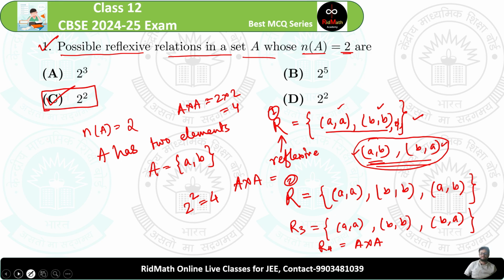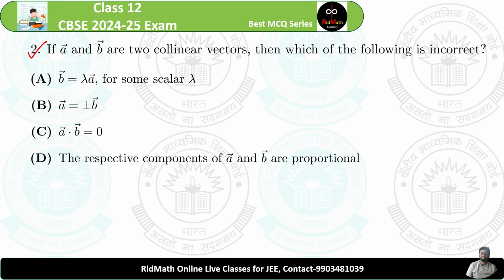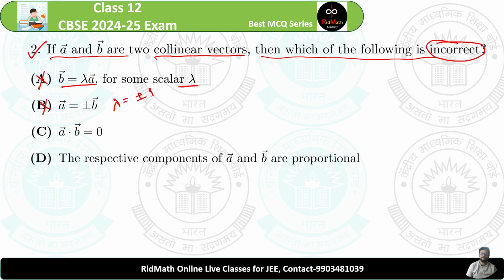Next problem, question number 2. If a and b are 2 collinear vectors, then which of the following is incorrect? Remember, it is incorrect, we have to mark. So b is equal to lambda a for some scalar lambda, this is correct, so this is not the answer. And a equal to plus minus b, this is also correct, so this is not the answer because here lambda is equal to plus minus 1. This is a special case of this.